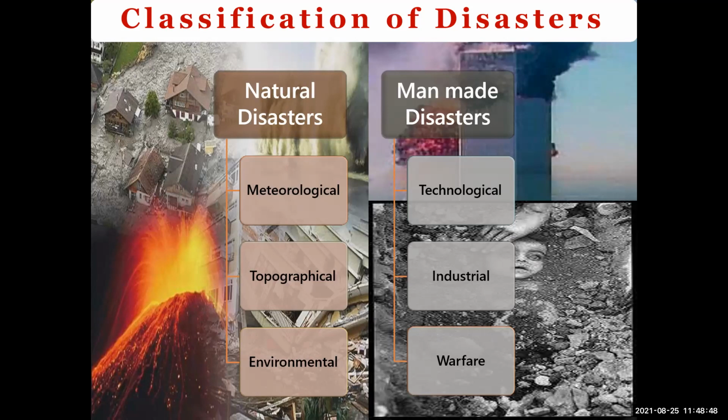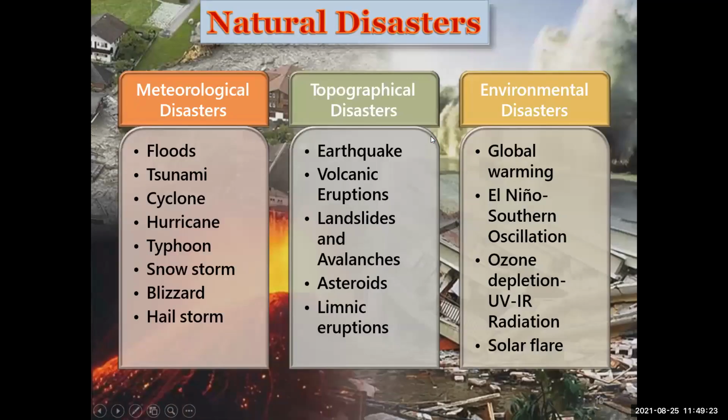Examples include ice storm, dust storm, floods, hurricanes, tornadoes, volcanic eruption, earthquake, tsunami, and storms. This comes under the natural disaster. Natural disaster is the meteorological, topographical, and environmental disaster. The geological disasters come under the environment. And the man-made disaster is technological, industrial, and warfare. These are the two types of disaster, natural and man-made.